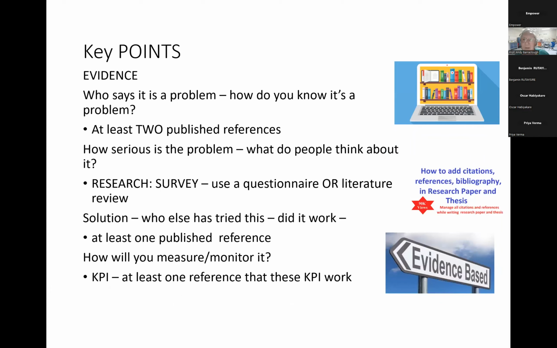Key points around this: evidence. Who says it's a problem? How do you know it's a problem? At least 2 published references. How serious is the problem? What do people think about it? Do some research. You can use a questionnaire, or you can do a literature review. That's okay. You'll search all the literature that's available to say how much of a problem it is.